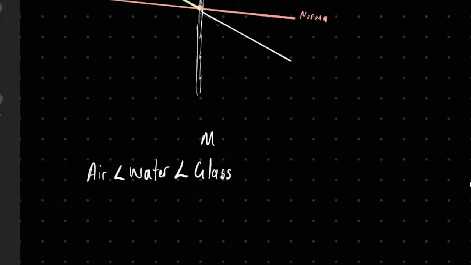So this is the most dense, which means it has the highest refractive index.